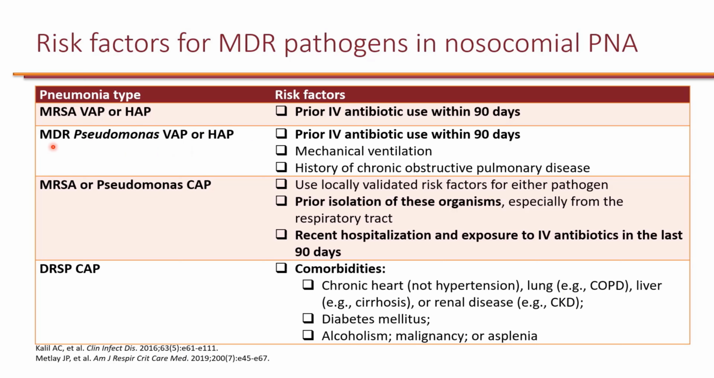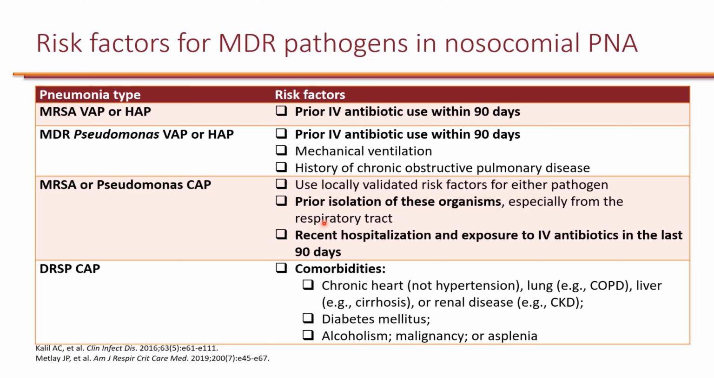Now for multi-drug resistant Pseudomonas, two other risk factors include mechanical ventilation as well as history of chronic obstructive pulmonary disease. Now, when we look at the guidelines for CAP, you can see that for MRSA or Pseudomonas, they actually recommend to use a locally validated risk factor for either pathogen. So it really depends on the hospital because they couldn't find a validated risk factor that will work across the country. And one strong risk factor for MRSA or Pseudomonas is actually a prior history of isolation of these organisms, especially if it's in the respiratory tract.